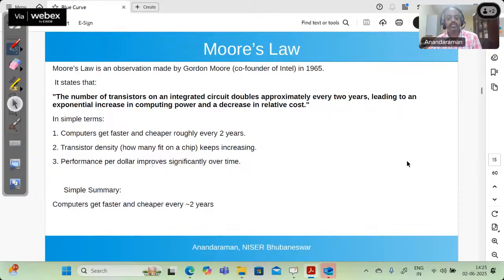But now, Moore's law has been broken, because now we are reaching the nanometer level. So a 2 nanometer level processor. So Moore's law is no more valid now.